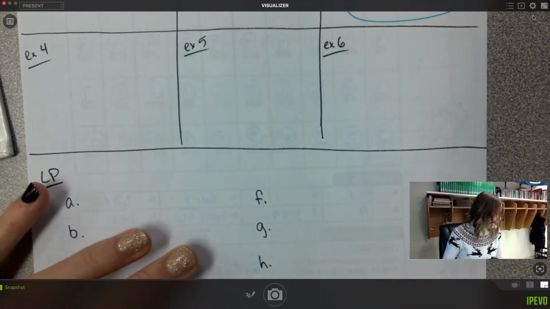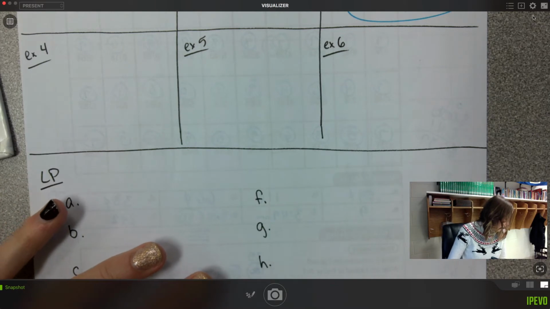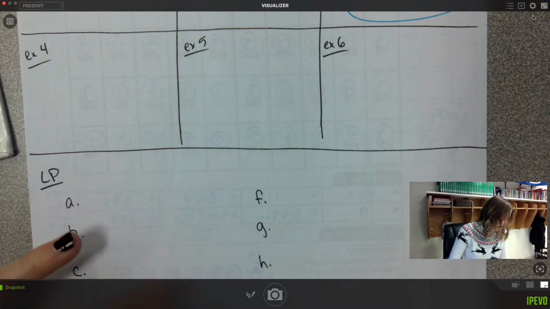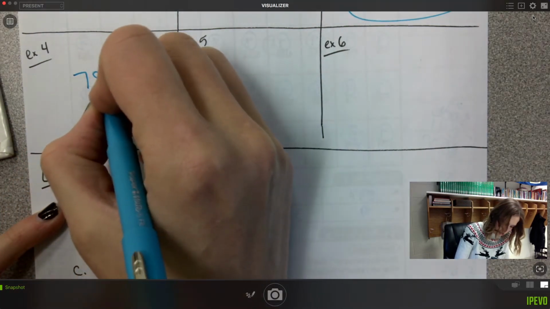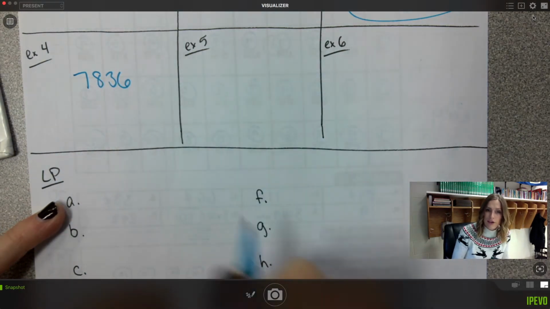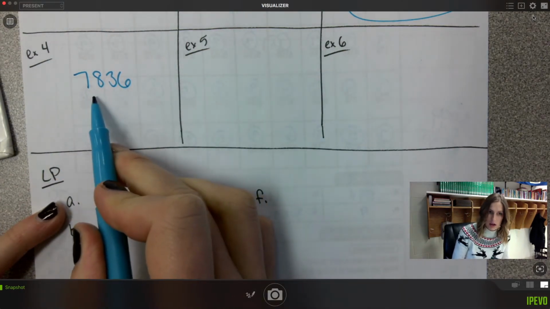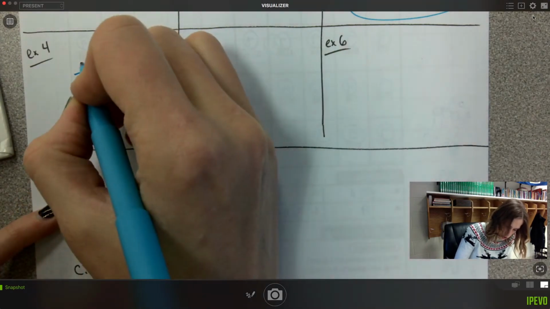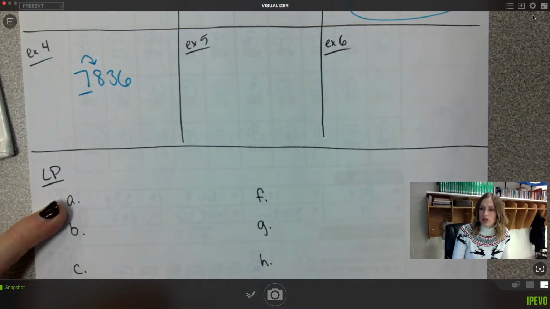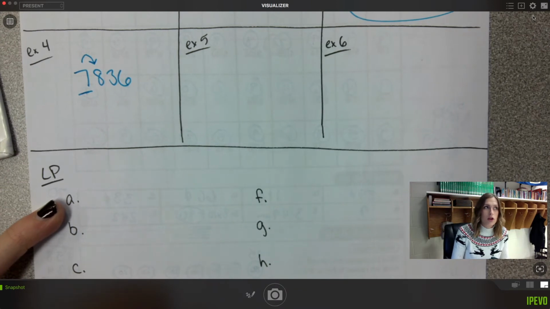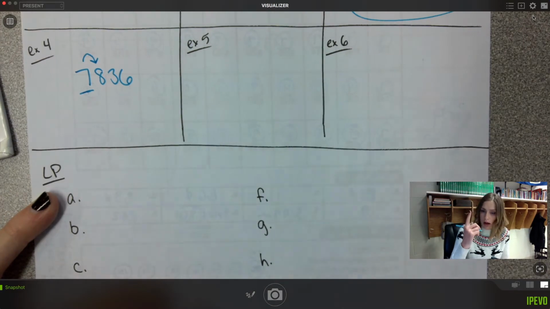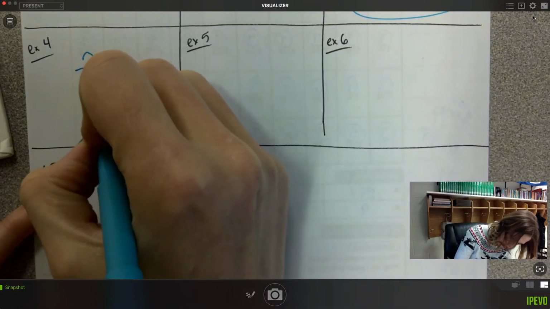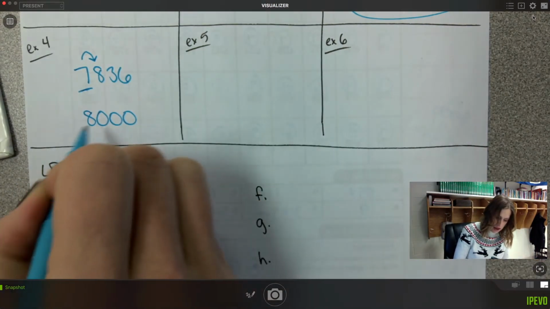Example 4 then says 7,836 tickets were sold for the first professional indoor soccer game of the season. Round that to the nearest 1,000. So 7,836. We got to underline our thousands place. Ones, tens, hundreds, thousands. 7 looks next door at the 8. 0 through 4 don't get no more. 5 through 9 go up one time. 7 looks at the 8. The 8 says go up one time. So the 7 goes up to an 8. And we round it to 8,000.